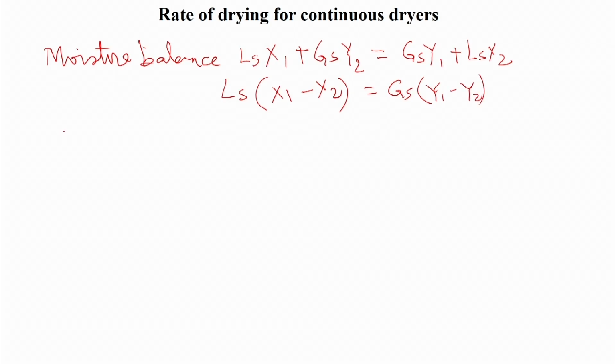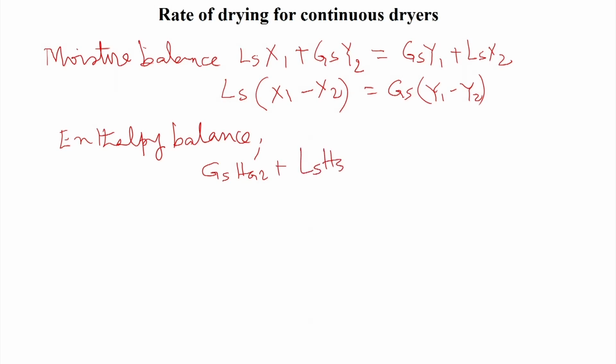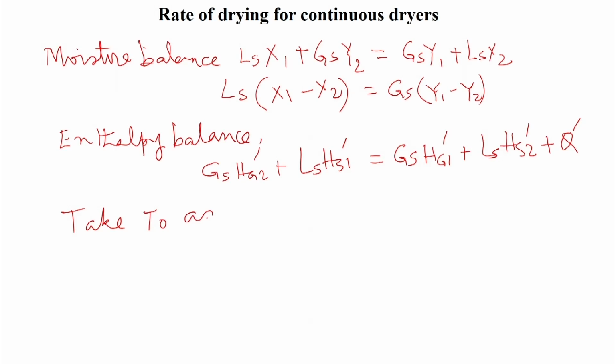Whenever we do the enthalpy balance, we need to consider the entire dryer. So, we have Gs into Hg2 prime plus Ls into Hs1 prime is equal to Gs into Hg1 prime plus Ls into Hs2 prime plus Q prime, which is lost. We have to take T0 as the reference temperature.